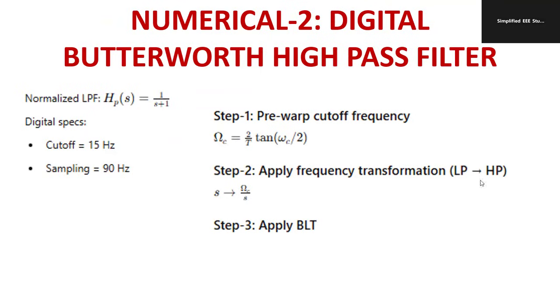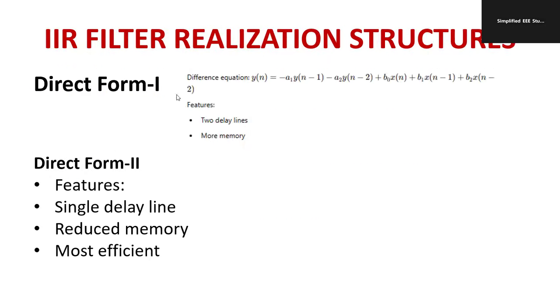Apply the frequency transformation, low pass to high pass. So s is going to convert to omega c by s. Apply BLT. That's all. These are the simple steps which are involved in this question. You can apply and definitely you can find out the values. Then IIR filter realization structure.